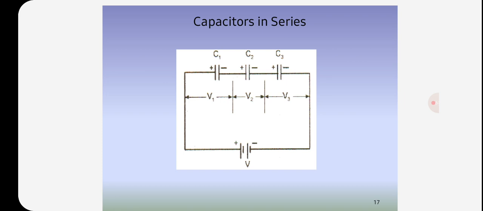Series connection of capacitors. When the negative plate of one capacitor is connected to the positive plate of another capacitor, the capacitors are said to be connected in series. When several capacitors are connected in series across a potential difference, then all capacitors will get the same charge.